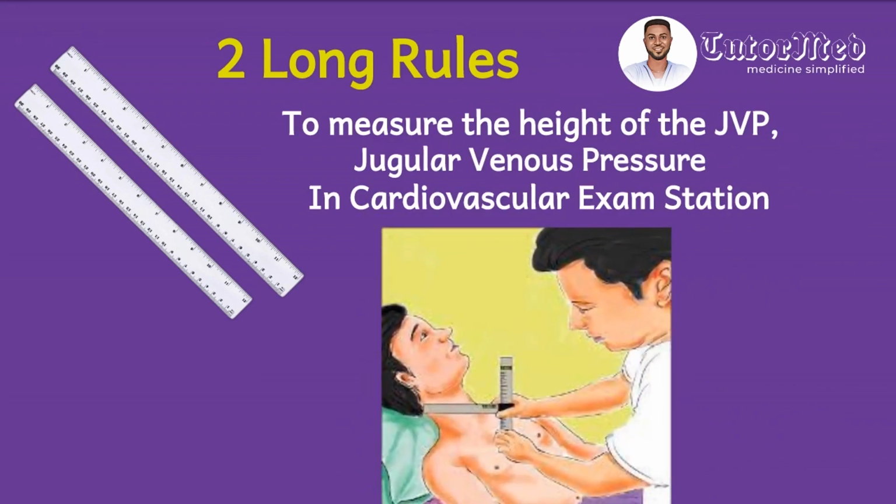as shown in the diagram below. So here, you see the examiner using two rules to measure the height of the JVP. The first rule is put on the sternal angle of Louis on the chest. And then the other rule is put on the height of the JVP in the neck to estimate the height of the JVP. So do not enter a cardiovascular exam station without your rulers.